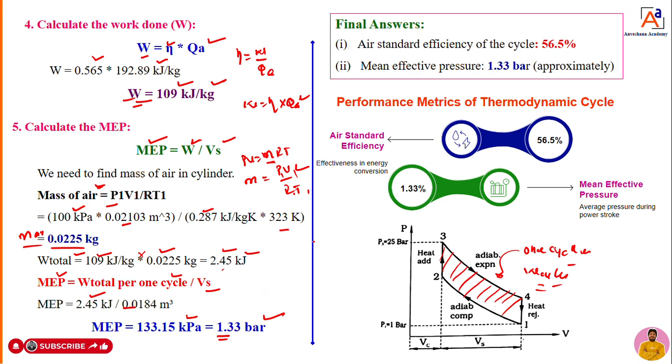So dear students, this is how to calculate the mean effective pressure with the help of a work done equation. So the final answers are, efficiency is 56.5%. The mean effective pressure which is acting on the piston is equal to 1.33 bar. It is not percent, it is 1.33 bar. Okay, so this is how to solve the numerical.